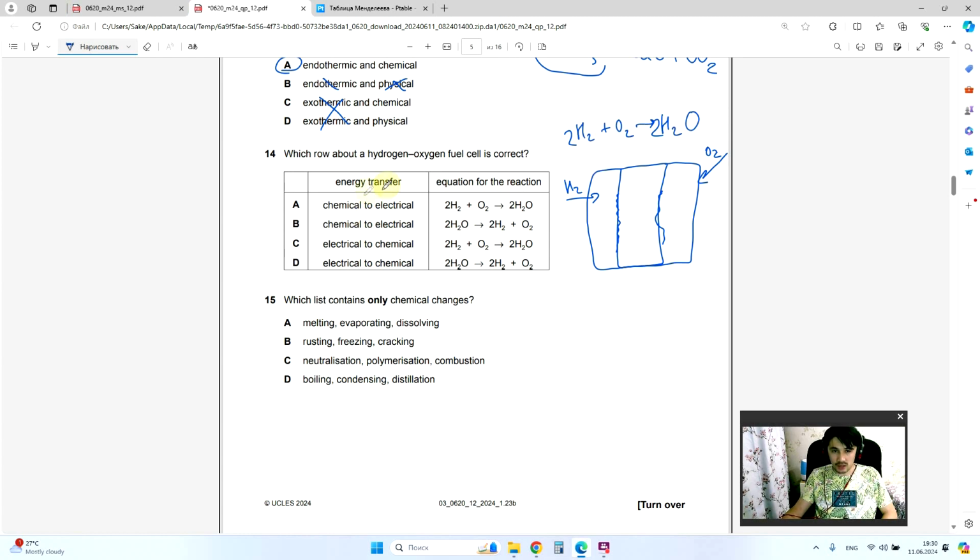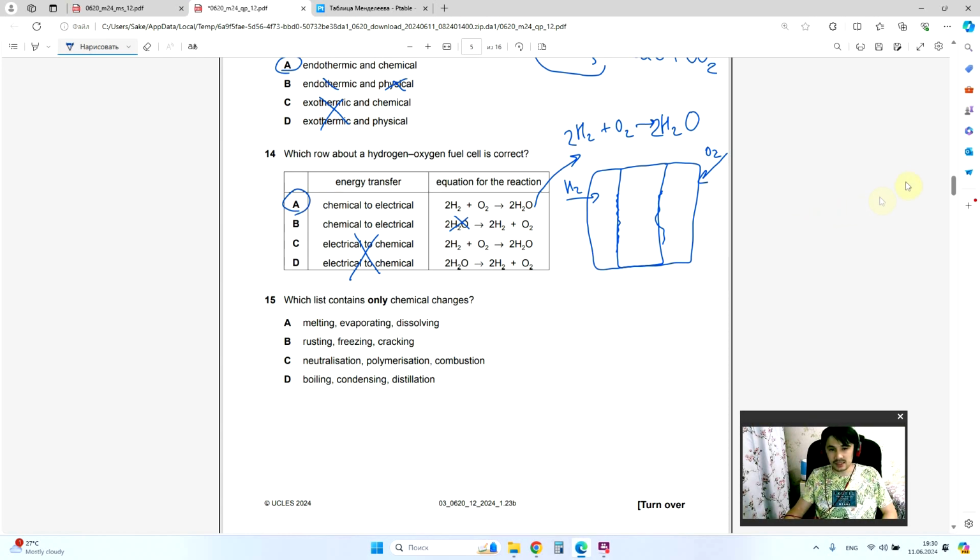So chemical to electrical is an option. So you can cancel out options C and D. What reaction takes place? As discussed before, hydrogen and oxygen combine with each other to give water. It's not a decomposition. So this is an electrolysis process. So water decomposes into its compounds under the electricity. So that is not an option.